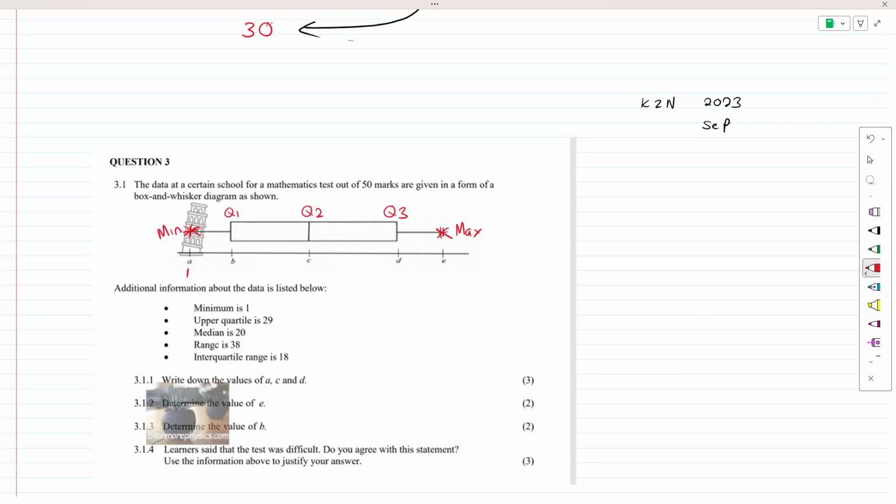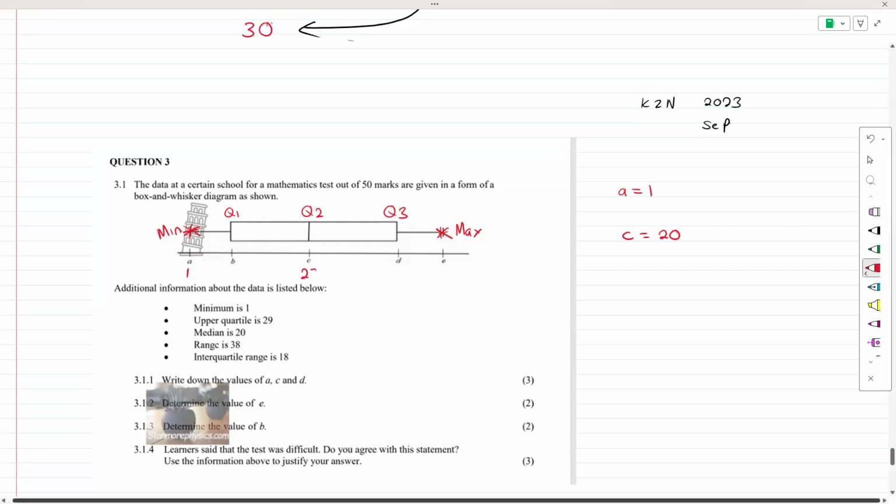Okay, so let's start with A. A equals 1. That's easy to deal with. The rest of the stuff that's easy would be what they wanted: A, C, and D. C is quartile 2, which is the median, 20. And the range is biggest minus smallest. So D, we can deal with D. D is the upper quartile. Oh, there it is, this is quartile 3. D is 29.